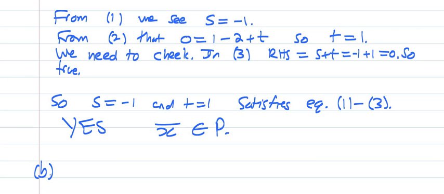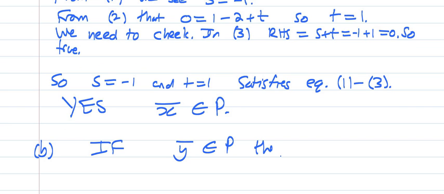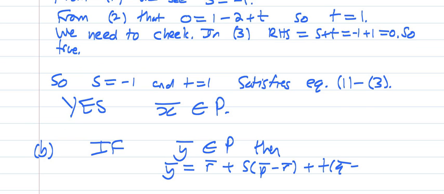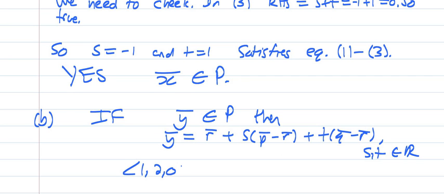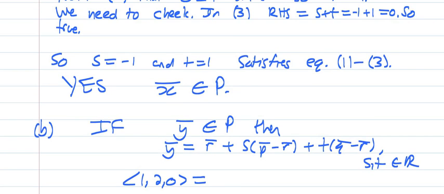So we're going to start the same way. If point Y is sitting on P, then point Y is of the form given earlier. And it's good to remind yourself what s and t are. s and t are real numbers. Now this time around, the vector that we are dealing with is the vector 1, 2, 0. So it's 1, 2, 0. That is the vector for Y.